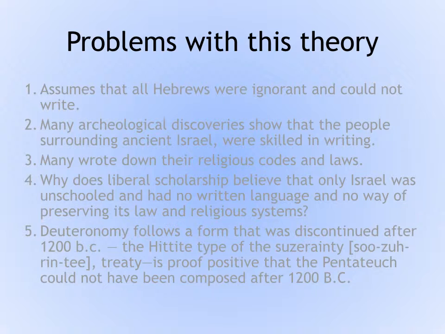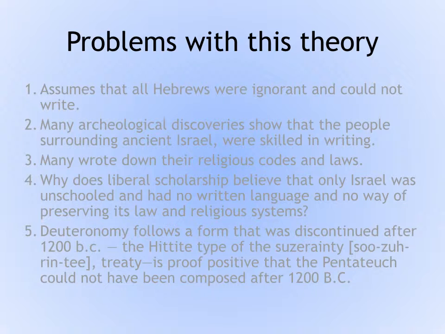We know that Moses had a strong Egyptian education, having grown up in the courts of Pharaoh. Many wrote down their religious codes and laws, and we have that, including the Israelite codes and laws. And then the question we need to ask is, why does liberal scholarship believe that only Israel was unschooled and had no written language and no way of preserving its law and its religious systems? So here we see a very important question that has to be answered if we're to accept this more liberal view of the Old Testament.